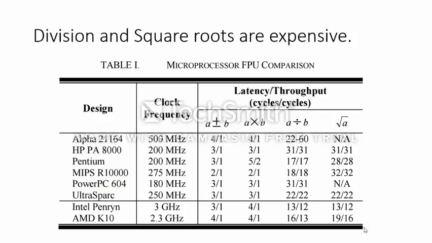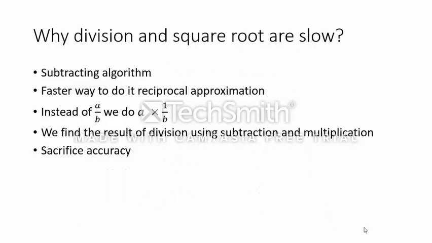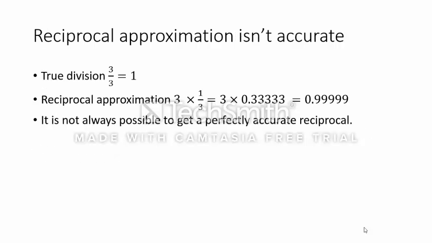For example, instead of doing a by b, we will do a into 1 by b. So we are replacing division with subtraction and multiplication, making it faster. In this method, we sacrifice some accuracy. In the case of reciprocal approximation, it's not exact.